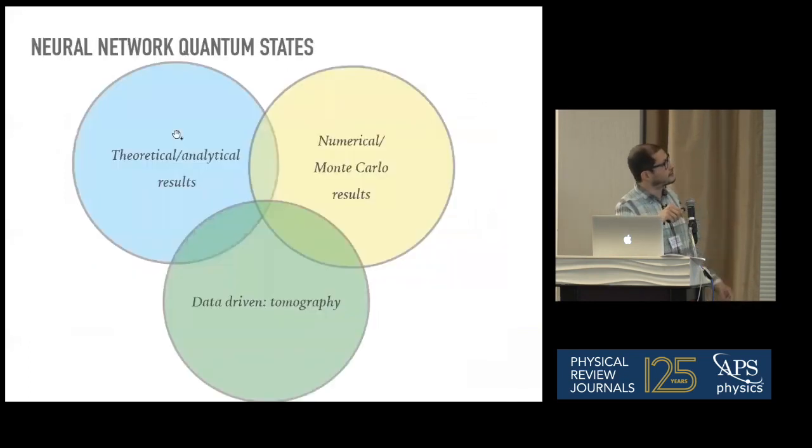And there's a lot of, so Giuseppe called them neural network quantum states, okay? And there's a lot of work around this area, which I binned into these three categories, but they overlap and there's more stuff. But let's say that there are theoretical and analytical results based on that idea. There are numerical Monte Carlo results, like variational Monte Carlo and other ideas which are more numerical. And then there's data-driven work, which is the idea that you can use those models to reconstruct the quantum state out of a big bunch of measurements.